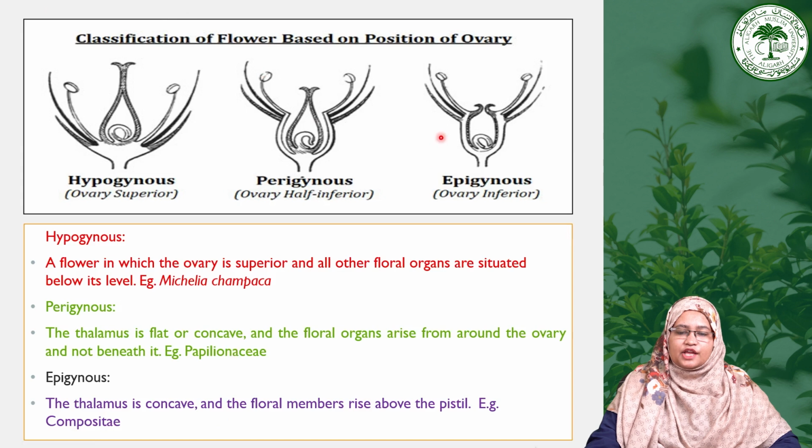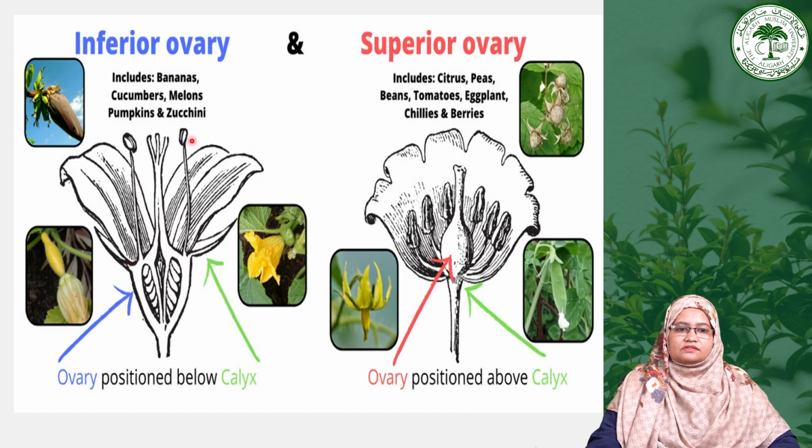And the third one is the epigynous flower, in which the ovary becomes inferior because all the floral parts arise from above the ovary. An example of this type of epigynous flower or inferior ovary is the Compositae family, which is also called the Asteraceae family. As you can see here, this is the inferior ovary in which all the parts arise from above the ovary, as in Cucurbitaceae and bananas. Then a superior ovary, in which all the parts arise from the base, is found in citrus, peas, tomatoes and eggplants. They have superior ovaries.